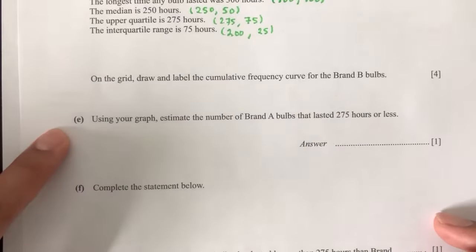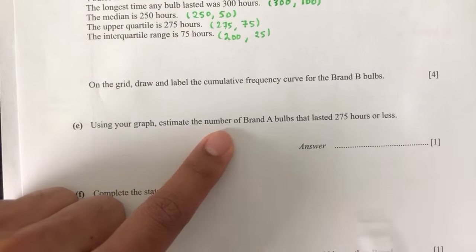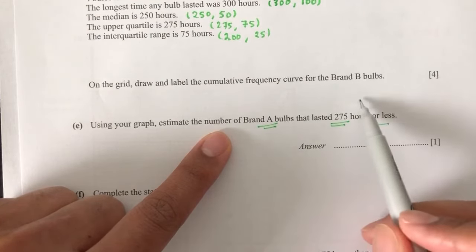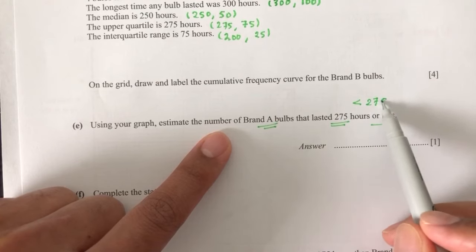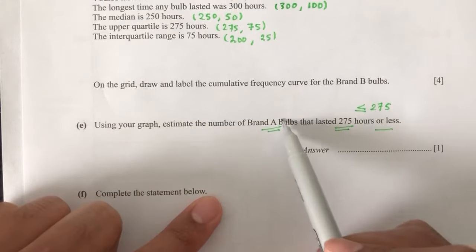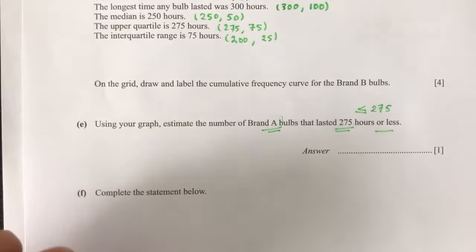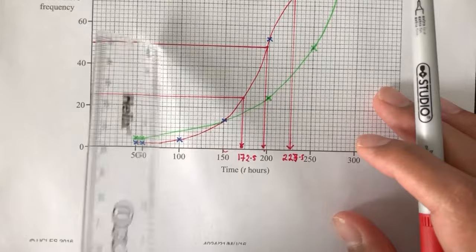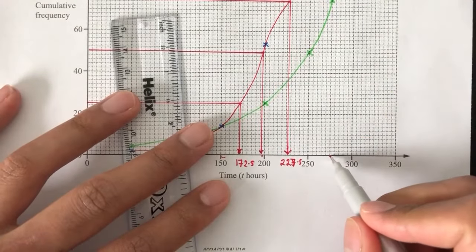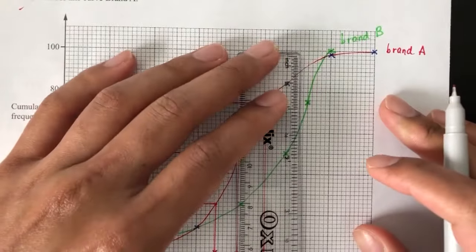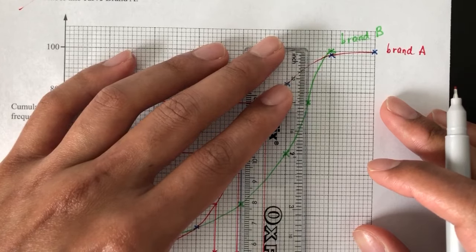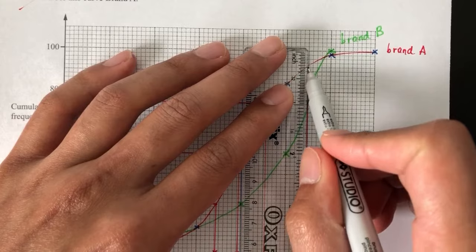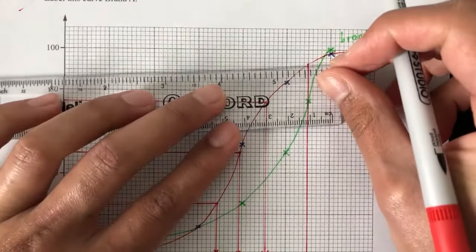Now moving on to part E. Using your graph, estimate the number of brand A that lasts 275 or less. So less than 275. So this is for brand A. So very easy. You go to your graph. You look for 275. It will be right here. And then we find the corresponding value on the curve for brand A.